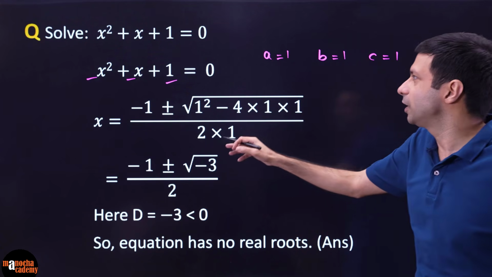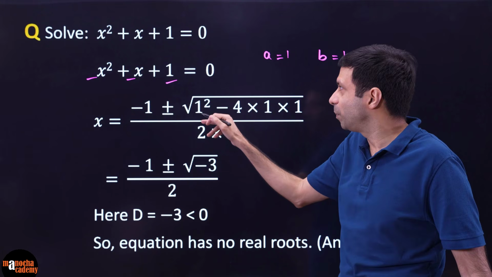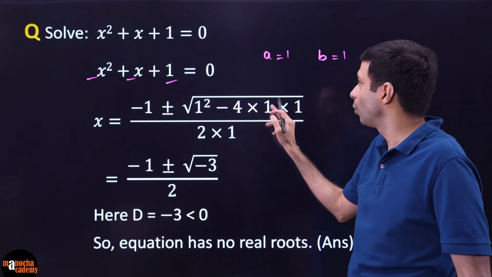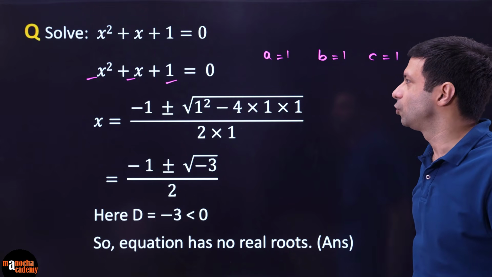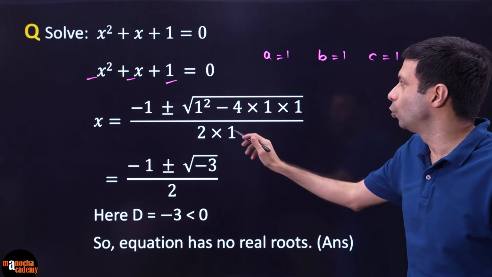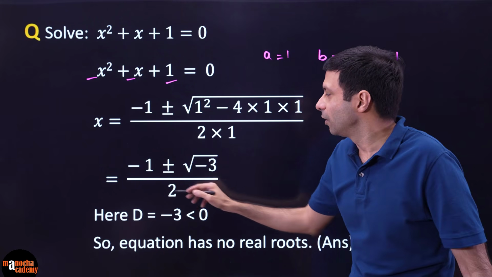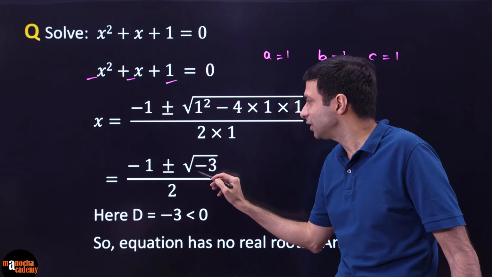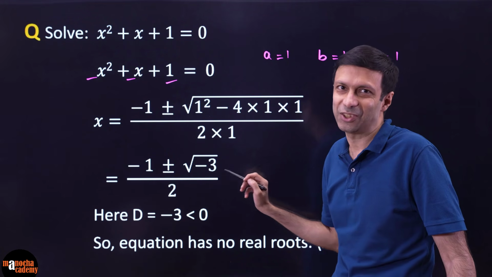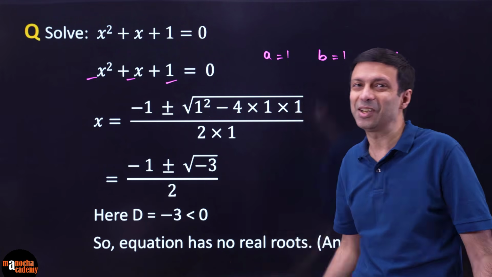Now let's plug in all these values. So minus b plus minus square root of b square, 1 square, minus 4ac, 4 times 1 times 1, divided by 2a, right? So 2 times 1. So here once you substitute the values, you're getting minus 1 plus minus square root of minus 3. So see, this is the difficult part.